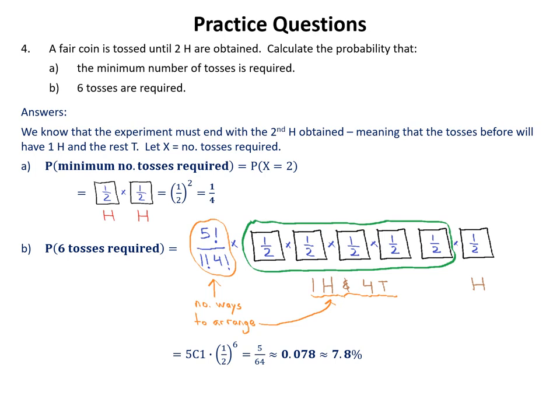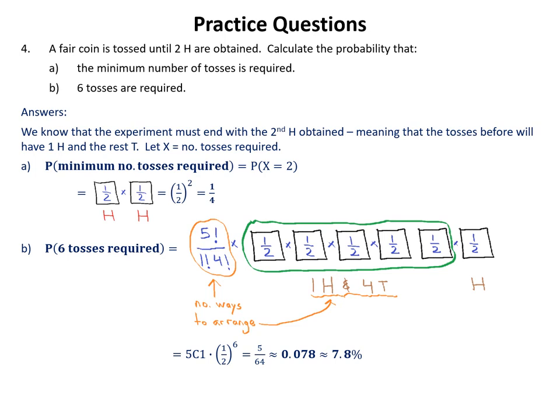So let's start by defining a random variable, X, which equals the number of tosses required. Now for part A, we're asked to find the probability of getting the minimum number of tosses. We first need to figure out what that is. Well, if we toss the coin until we get 2 heads, then the minimum number of tosses must be 2, and that is the case where we get heads and then heads.